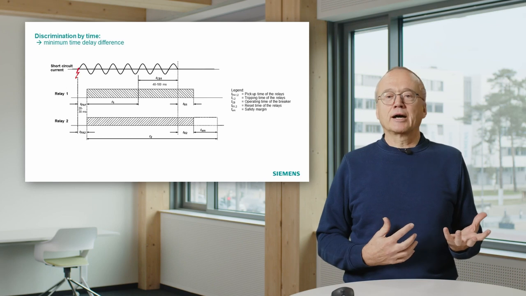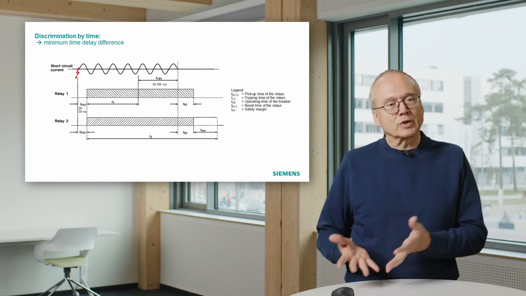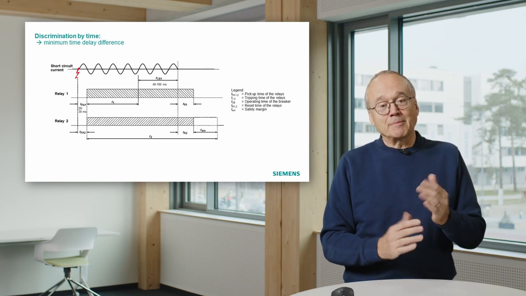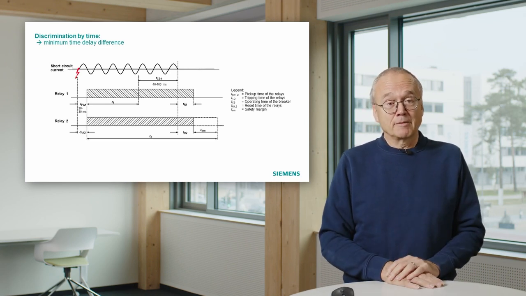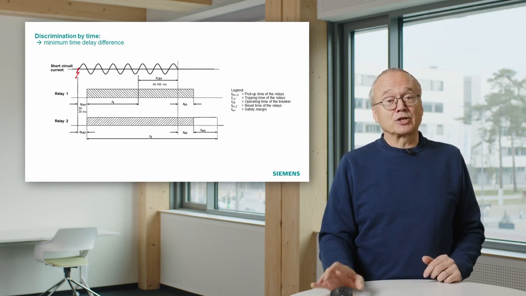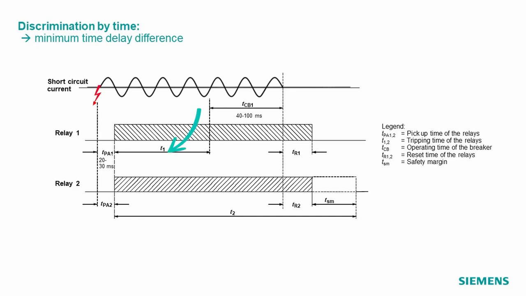If the relays are of totally different type, for instance, one is a digital relay, one is an electromechanical relay, this time to detect the fault can be pretty much different. Then both relays start the timer. You see here the timers of both relays.